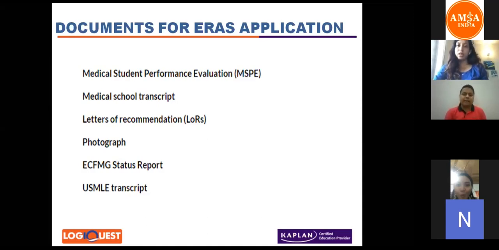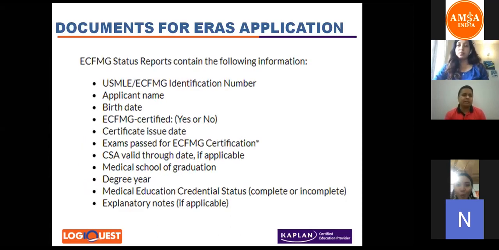Now ECFMG status report, again, this may sound like jargon to you, but it's no big deal. ECFMG status report contains the following information. What is your ECFMG ID? The ID that you log in with. Applicant name is your name, your birth date. Are you ECFMG certified, yes or no? Certificate issuance date of the ECFMG certification. So those are very petty things. Exams passed for the ECFMG certification, that is Step 1, CK, CS.